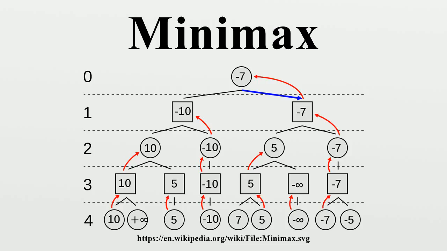03 return the heuristic value of node 04 if maximizing player 05 best value equals -infinity 06 for each child of node 07 v equals Minimax 08 best value equals max 09 return best value 10 else 11 best value equals plus infinity 12 for each child of node 13 v equals Minimax 14 best value equals min 15 return best value. Minimax. The Minimax function returns a heuristic value for leaf nodes.